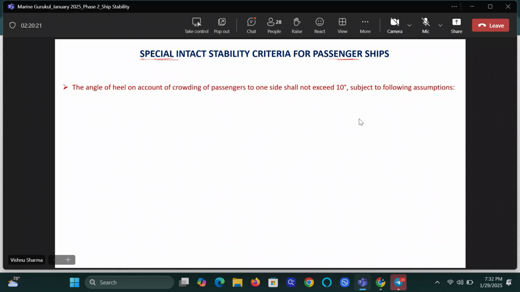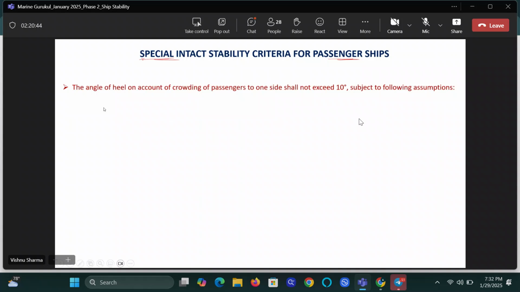Why? Because if all passengers crowd on one side, okay, the number will come from the capacity of the ship. But what should be the weight of each passenger? IMO has to specify. That's an assumption. What should be the kg of the standing passenger? What should be the kg of the sitting passenger? Those are the assumptions they have to give so that you can demonstrate your compliance.